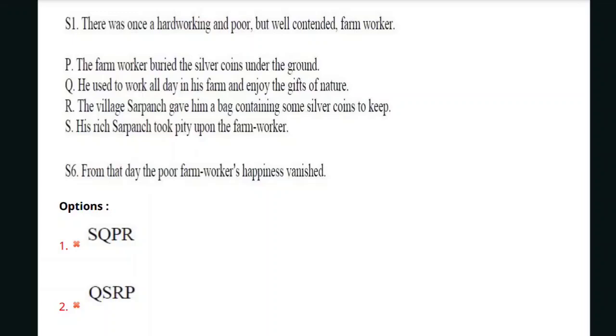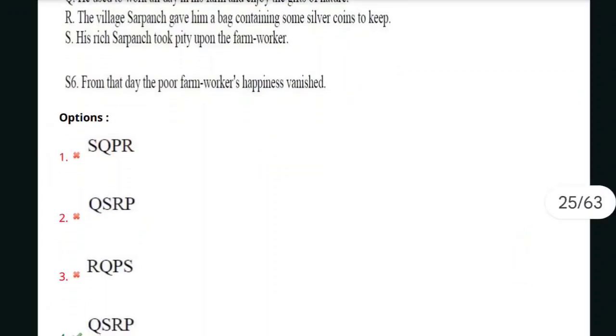So there was once a hardworking and poor but well contented farm worker, and the correct order is: he used to work all day in his farm and enjoying the gifts of nature. His rich serpent took pity upon the farm worker. The village serpent gave him a bag containing some silver coins to keep. The farm worker buried the silver coins under the ground. From that day, the poor farm worker's happiness vanished. So the correct answer here is QSRP.